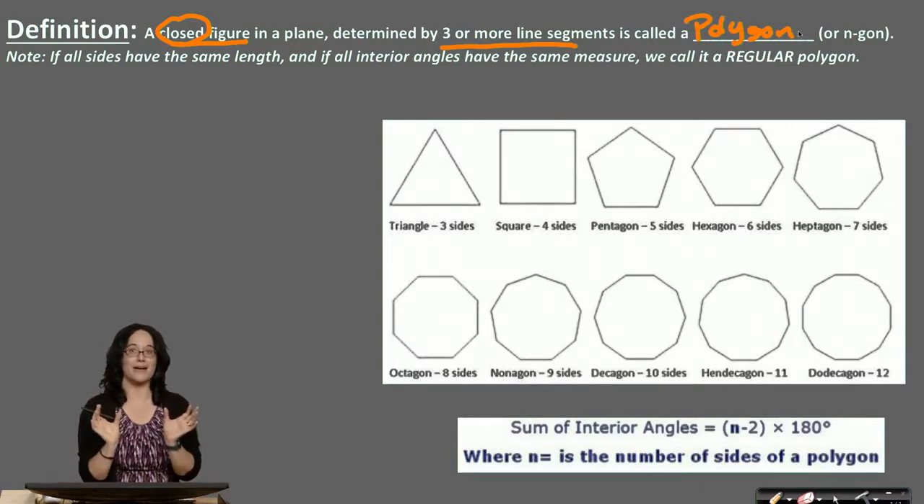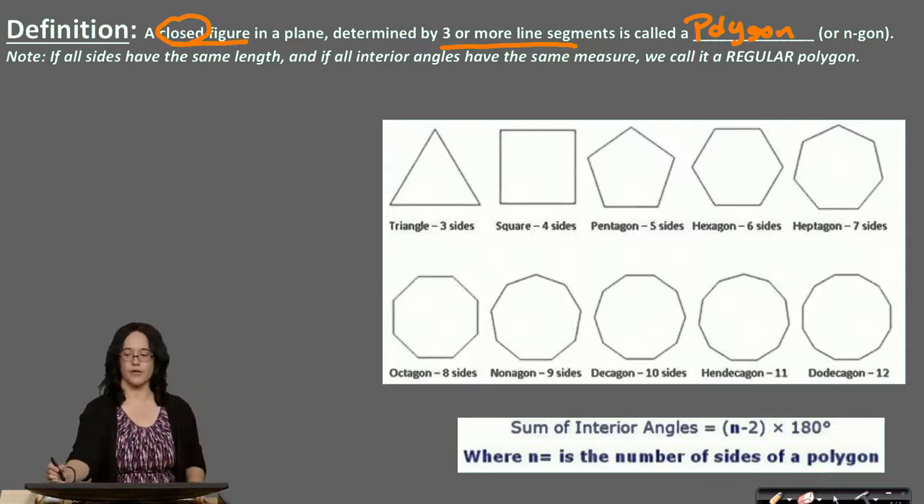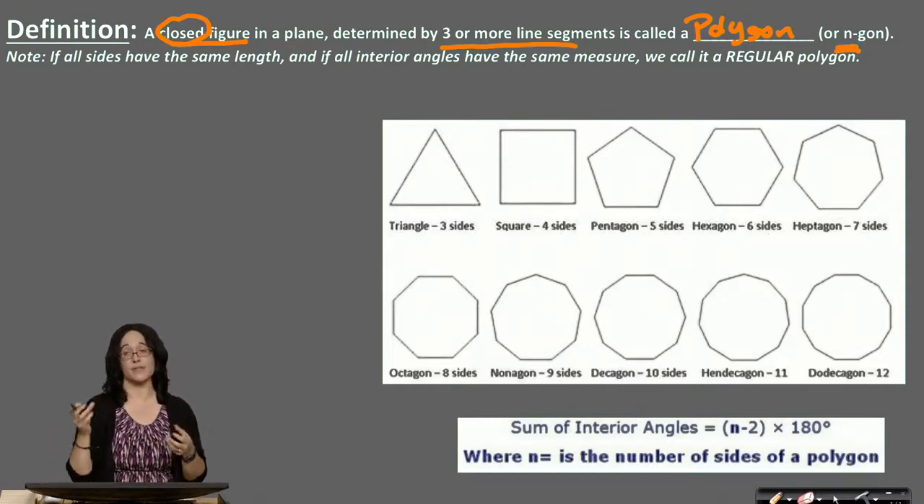Now the word polygon comes from the prefix poly and the suffix gon. Poly means many. In this case, we're typically talking about three or more, so 3-gon, 4-gon, 5-gon, etc. And gon means angle, so it's the number of interior angles that we have in this closed figure. Sometimes, for convenience, we'll use the word n-gon. N represents the number of angles, 3, 4, etc.